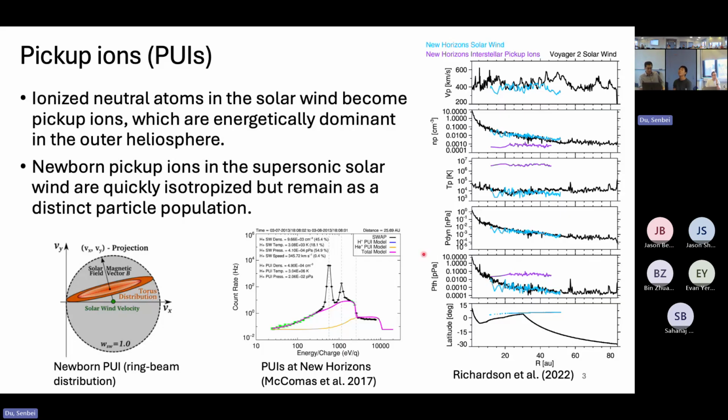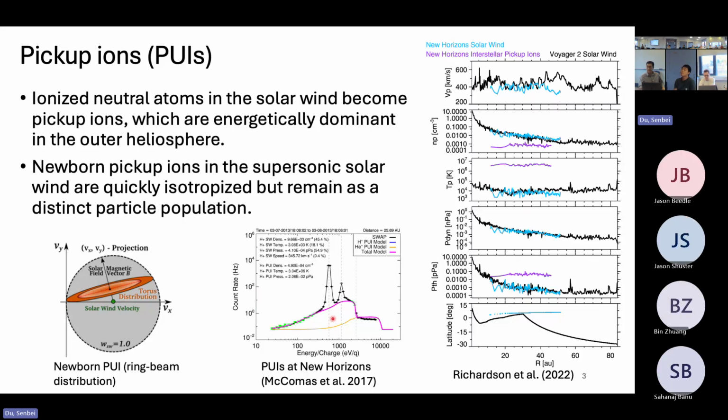The newborn pickup ions usually follow a ring beam distribution, or a torus-like distribution, and then they are isotropized in the solar wind, but they remain a distinct particle population that can be seen in, for example, this New Horizons observed ion distribution. The pickup ions form a different component, separate from the thermal solar wind peak.